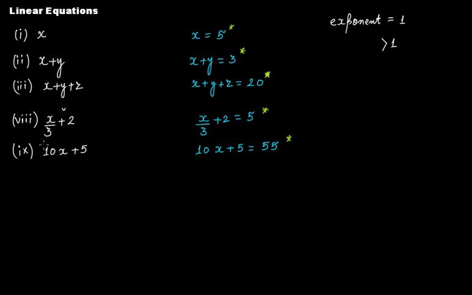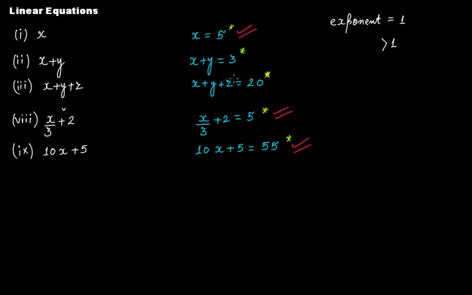Out of these 1, 2, 3, 4, 5 options, can you tell me which equations have just one variable? So you'll quickly say that x is equal to 5 has one variable, x by 3 plus 2 has one variable, and 10x plus 5 is equal to 55 has one variable. And that is what a linear equation in one variable means.